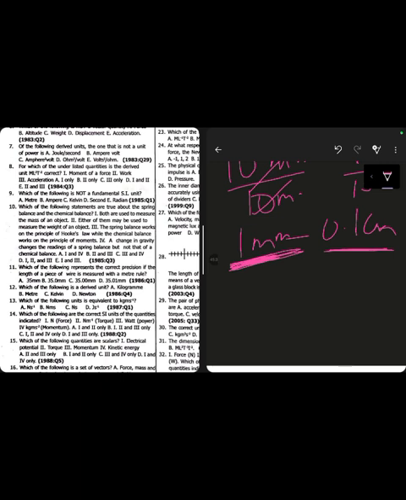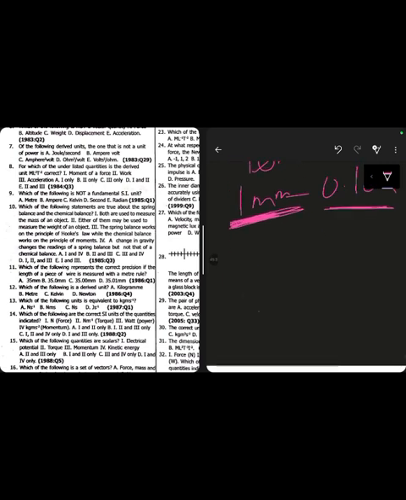So let's not bother ourselves with these simple questions. Let's take difficult ones. Question 13 says, which of the following units is equivalent to kilogram meter per second? Kilogram meters per second. The first one says Newton per second. Second one says Newton meter second. Third one says Newton seconds.